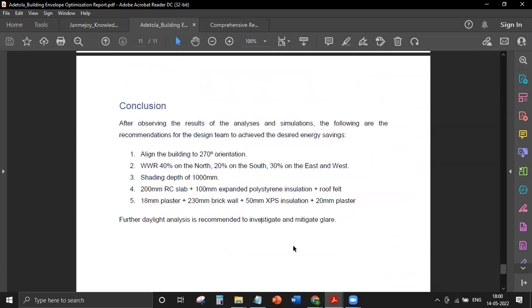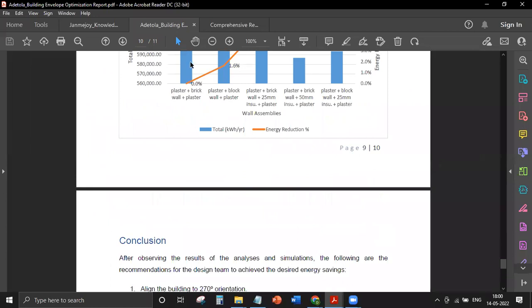So in any project, this is what you want to arrive at. This is the kind of inputs you either want to give or bring into your own design. And this is something very doable by the project team themselves. So here the conclusion was to align the building to a certain orientation. What should be the window wall ratio? What should be the shading depth? These are very specific outcomes after studying the simulation outputs. So this is an example.